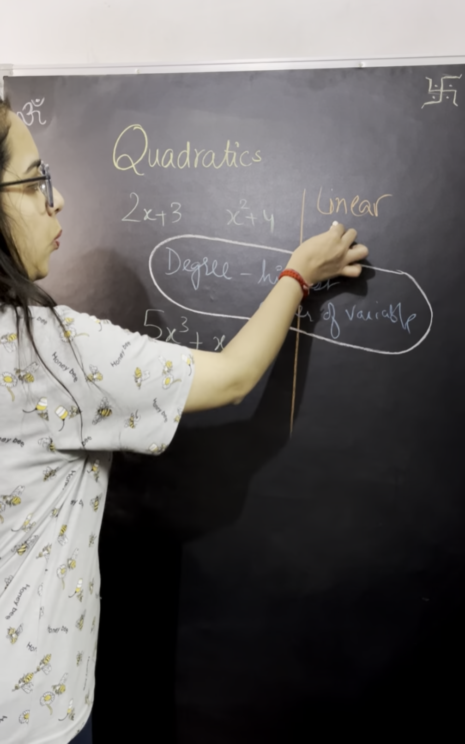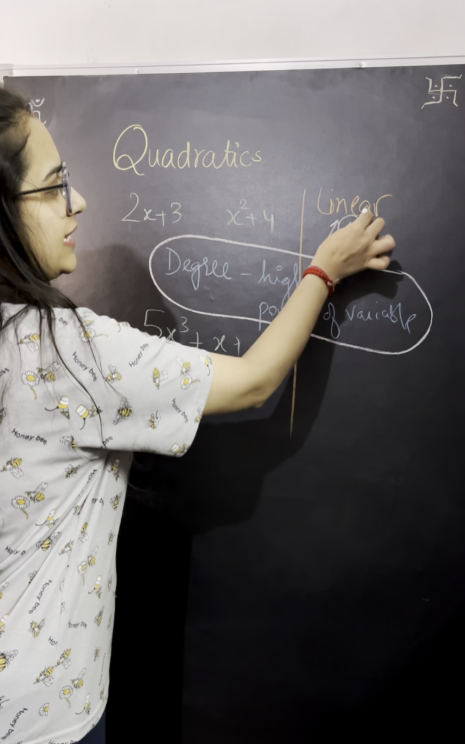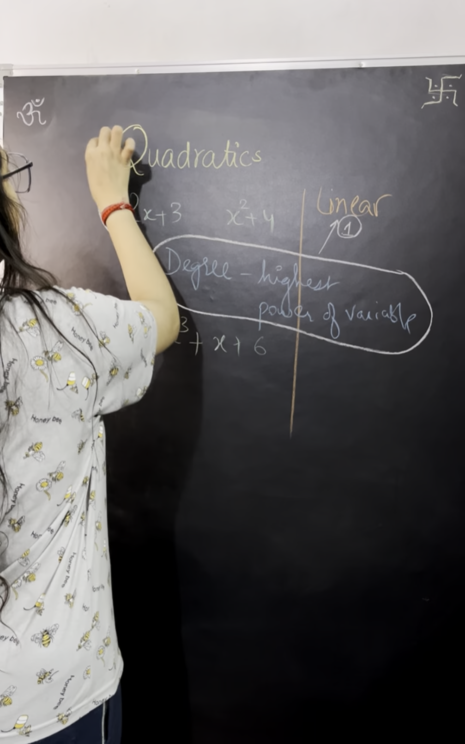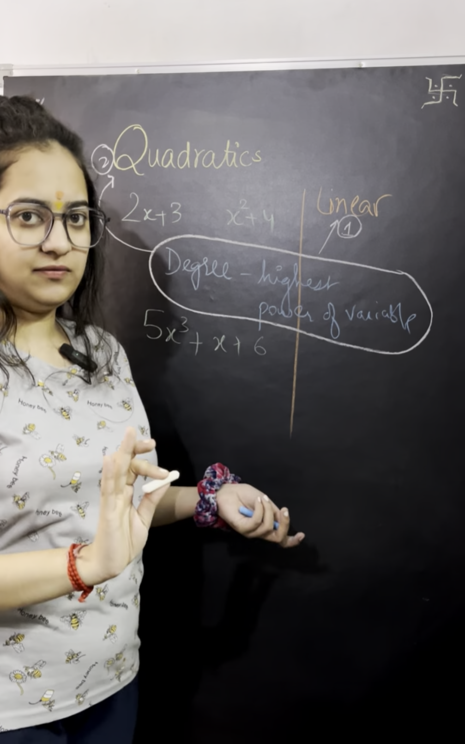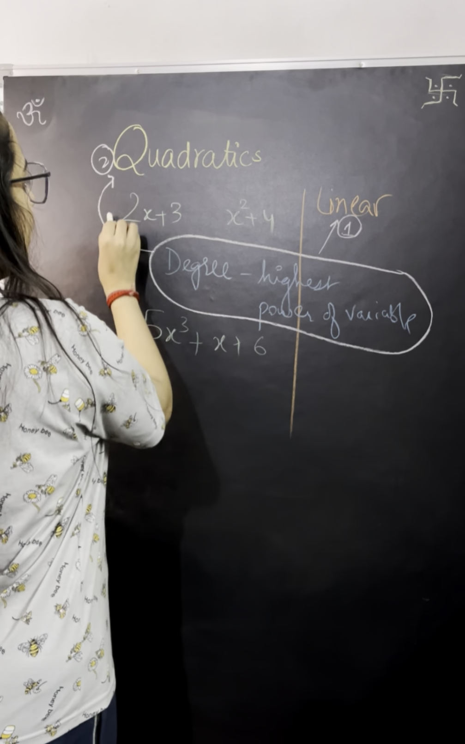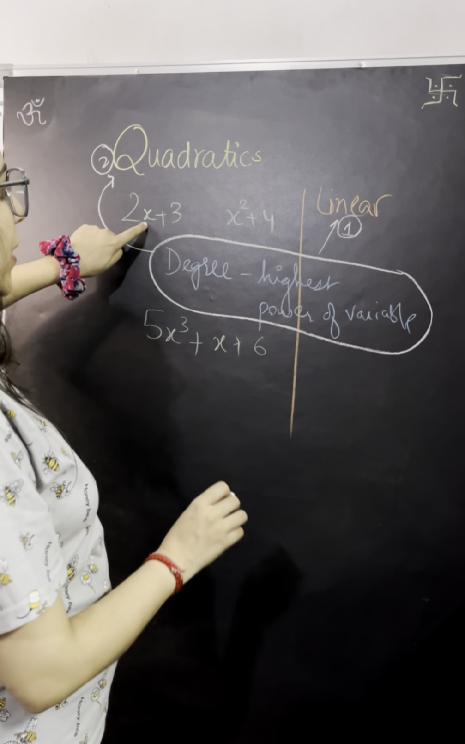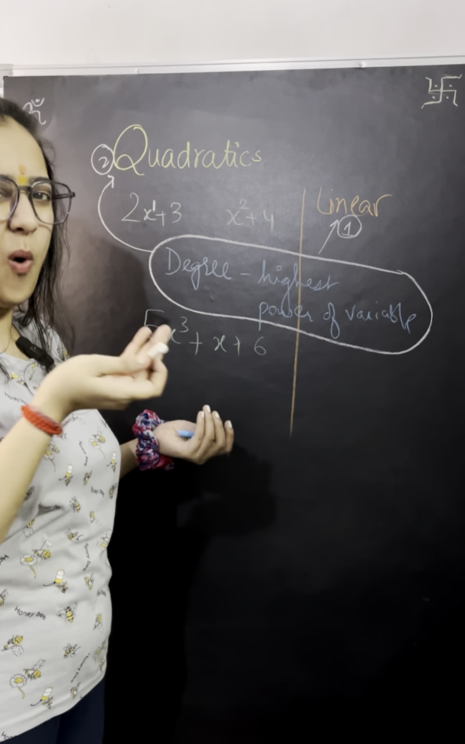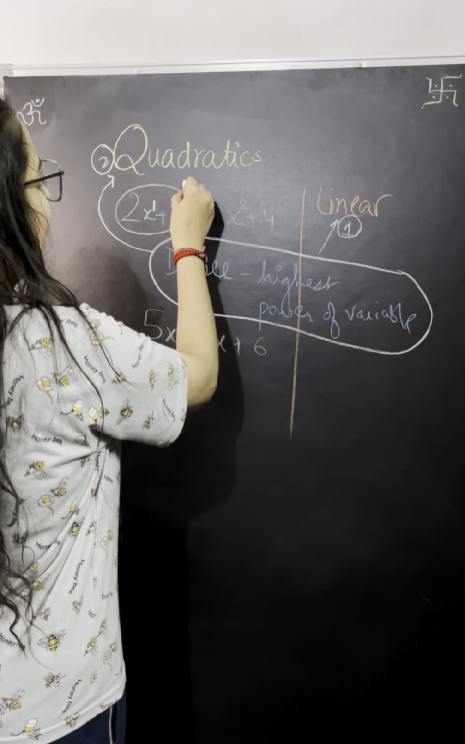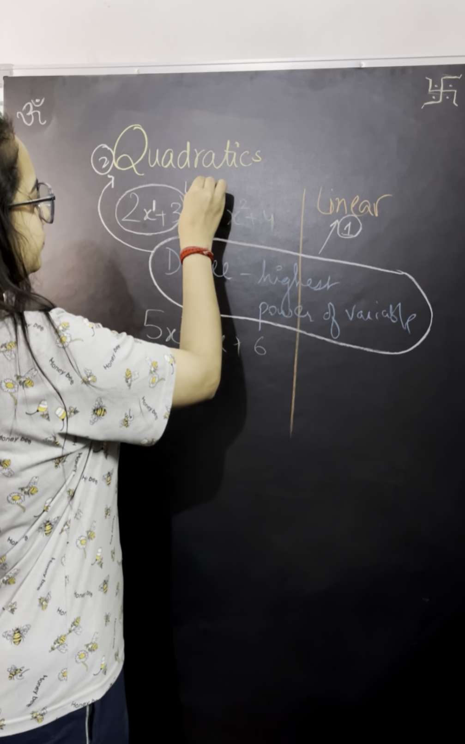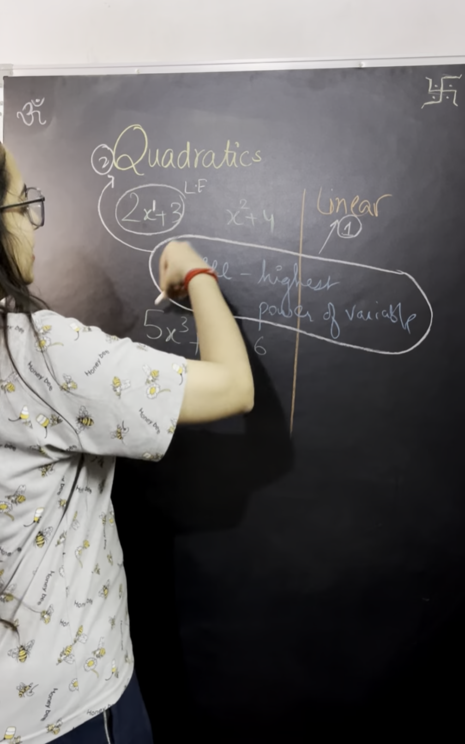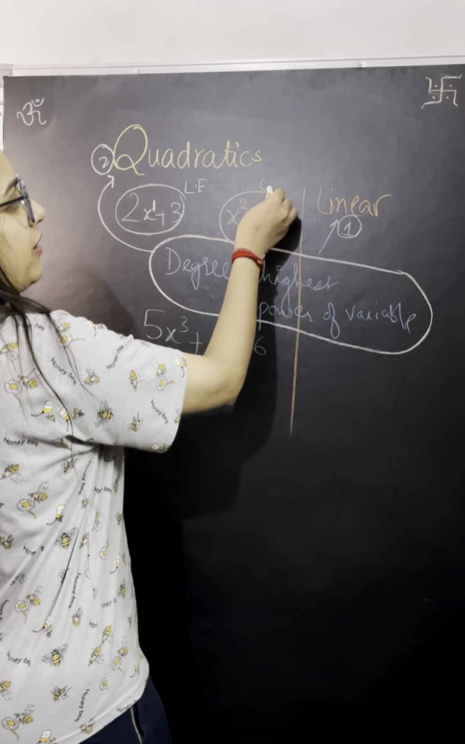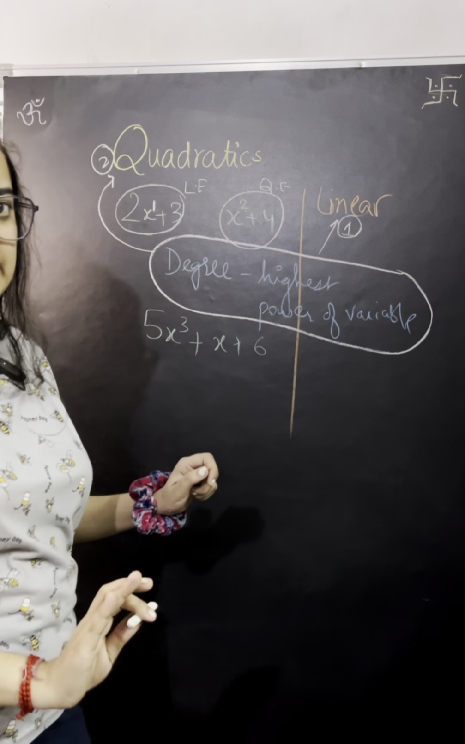I just said degree. If the degree is 1, it's linear. Easy. If the degree is 2, it's quadratic. Done? Now, let's talk about this one. Where is the variable here? What is its power? 1. What is the highest power? 1. So this whole expression is a linear expression. Now, what is the degree here? 2. What is the highest degree? 2. Quadratic expression. Easy?